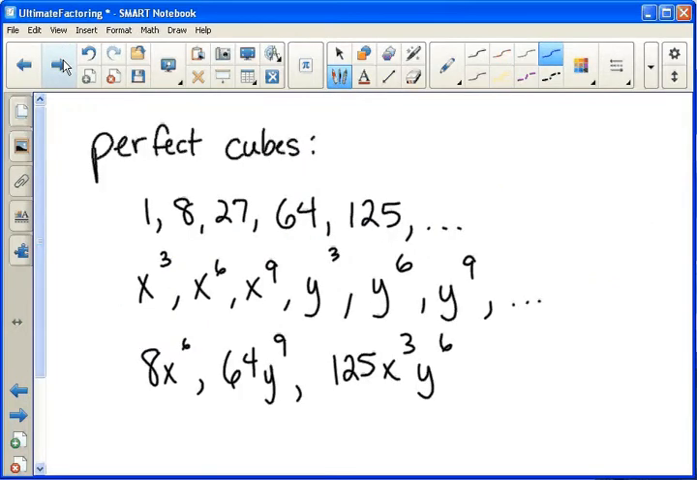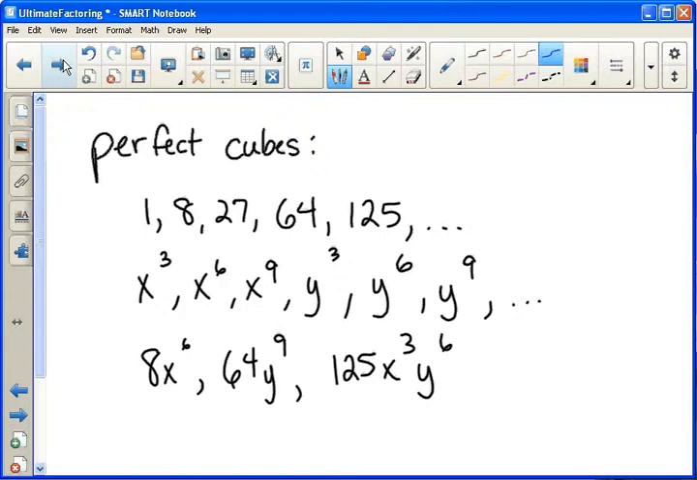So just a reminder, a refresher on the perfect cubes. The numbers would be 1, 8, 27, 64, and 125, and so on, and that's because 1 cubed is 1, 2 cubed is 8, 3 cubed is 27, 4 cubed is 64, 5 cubed is 125. And then the variables there are all cubed, x to the 6th, x to the 9th, and so on. And then 8x to the 6th, 64y to the 9th, 125x cubed y to the 6th.